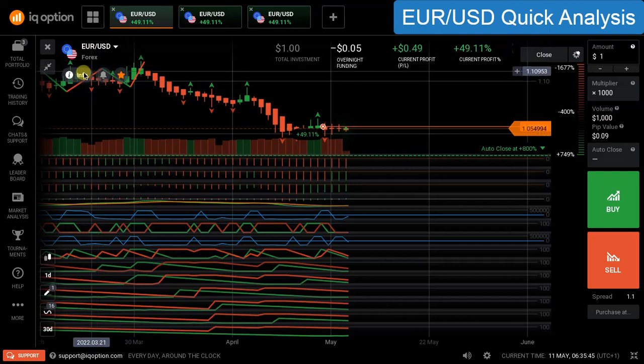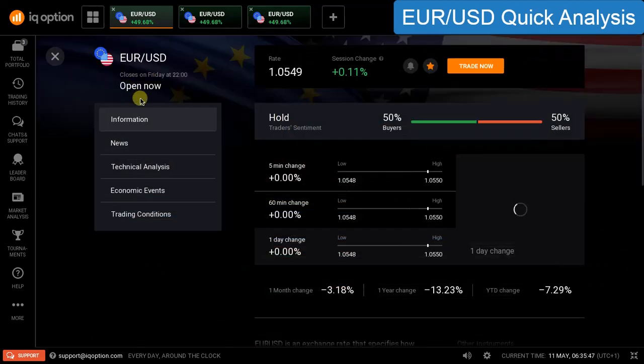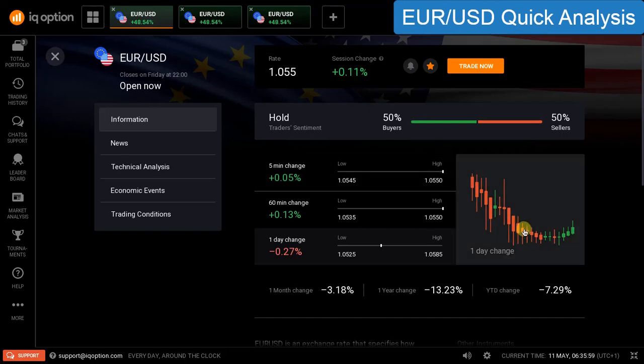We have Euro USD today. We can first look at the information very quick. Session change, we are heading into a 0.11% change in, of course, a bullish direction. In 1-day change, we had undergone a downtrend, and now we are trying to bounce back to our feet.